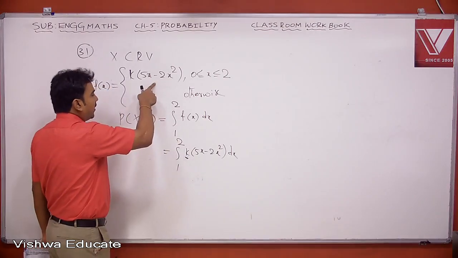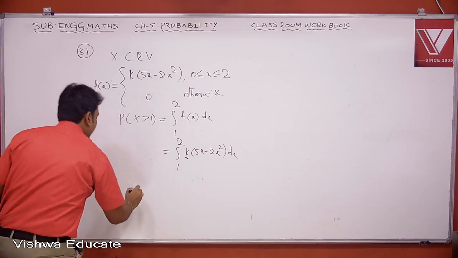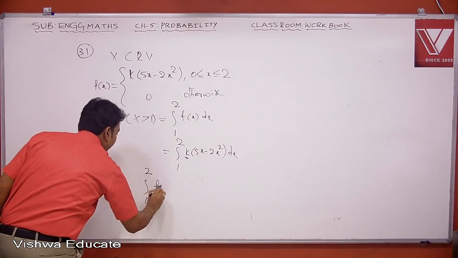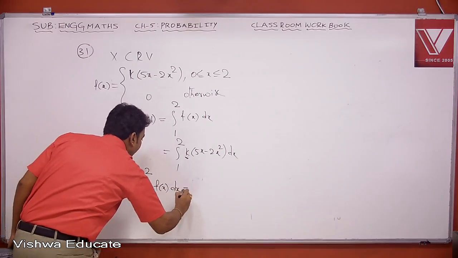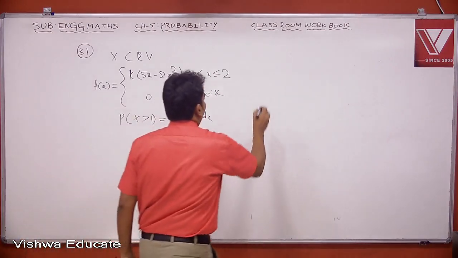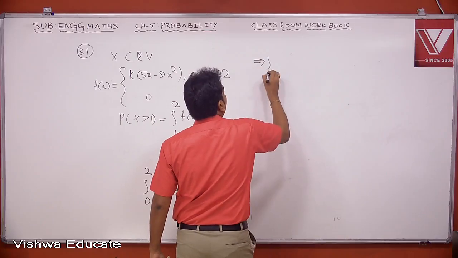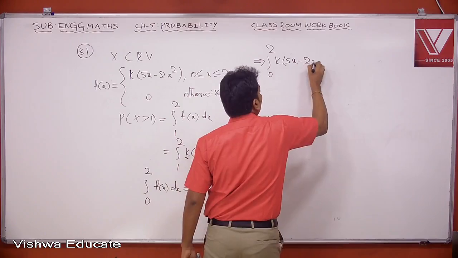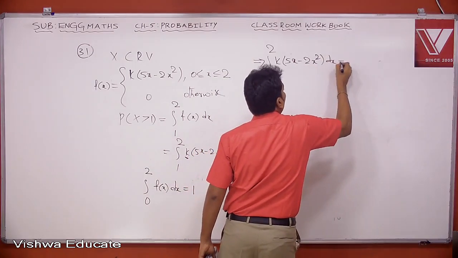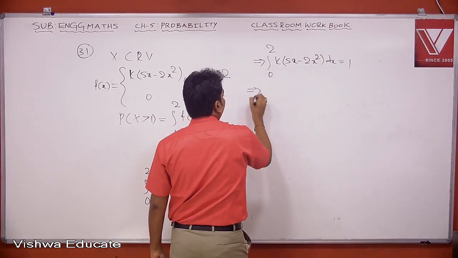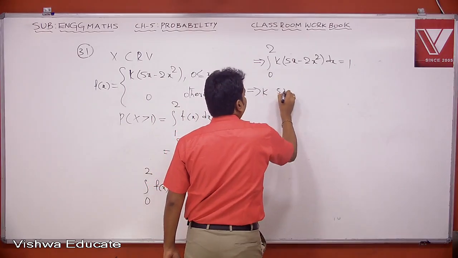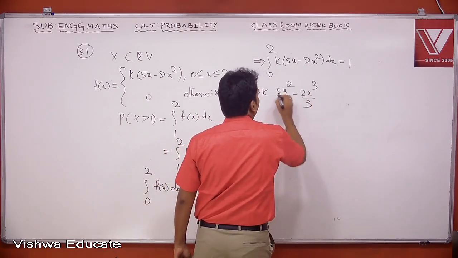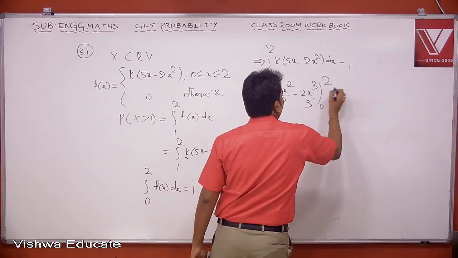Since it is a PDF, when you integrate this function between the limits 0 to 2, it gives 1. So integral 0 to 2 f of x dx equal to 1. This implies integral 0 to 2 k times 5x minus 2x square dx equal to 1. So this implies k times 5x square by 2 minus 2x cube by 3, limits are from 0 to 2, equal to 1.